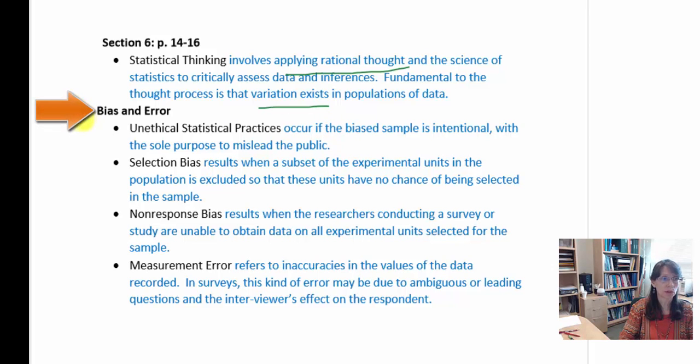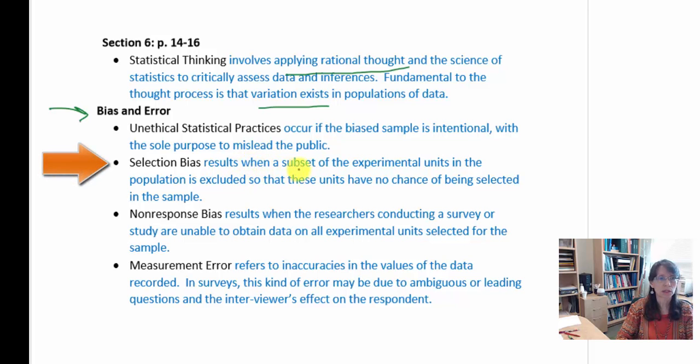We know that sometimes there may be bias or error in the data that we collect. So let's look at some of the more common types of error or measurement bias. In the first example, unethical statistical practices occur if a biased sample is intentional with the sole purpose of misleading the public. So if a researcher asks a question in a certain way that might be leading the subjects in the study, then that would be considered unethical.